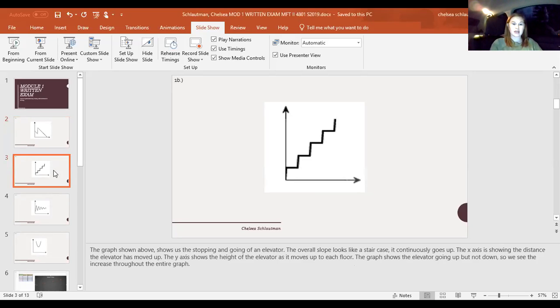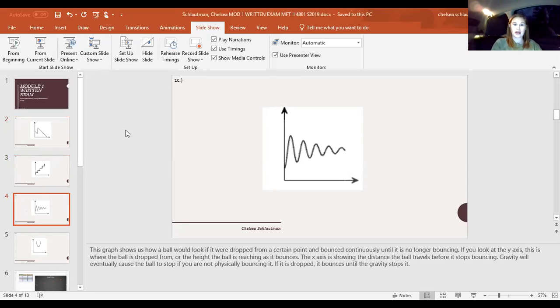Second, we're going to look at an elevator. So this looks like a staircase here, and it is actually going to be an elevator. As the elevator proceeds moving upwards, it's going to stop at each floor, but it's going to continue to go up. The x-axis shows the distance that the elevator has moved up, and the y-axis shows the height of the elevator. So each floor that it goes up, the graph is moving up on the y-axis.